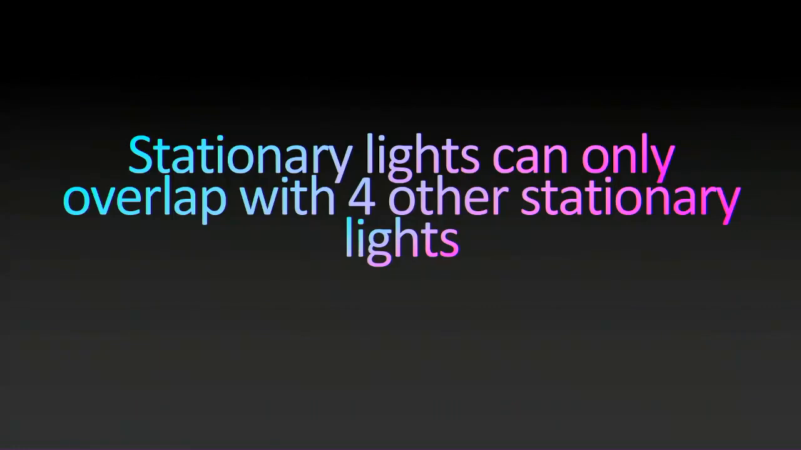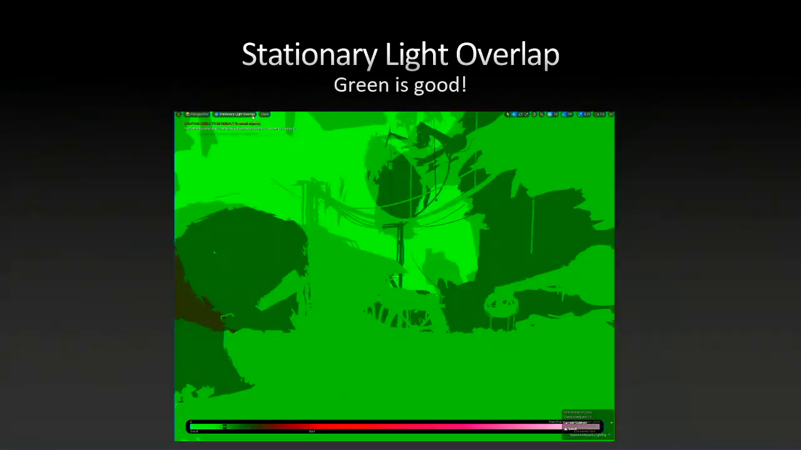Stationary lights have limitations. They can only overlap with 4 other stationary lights. Otherwise, they just get converted to movable lights in the background without you knowing. There is an optimization view mode you can pick from that little menu we were looking at before, in the optimization view modes section. It's called the stationary light overlap. You get a little meter down here telling you 0 good, green good, and 2000 bad, which is white.